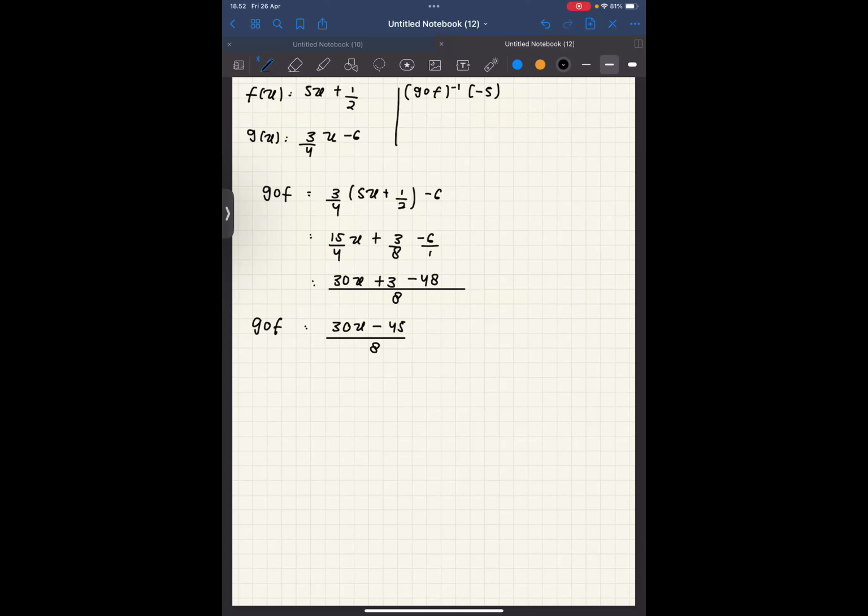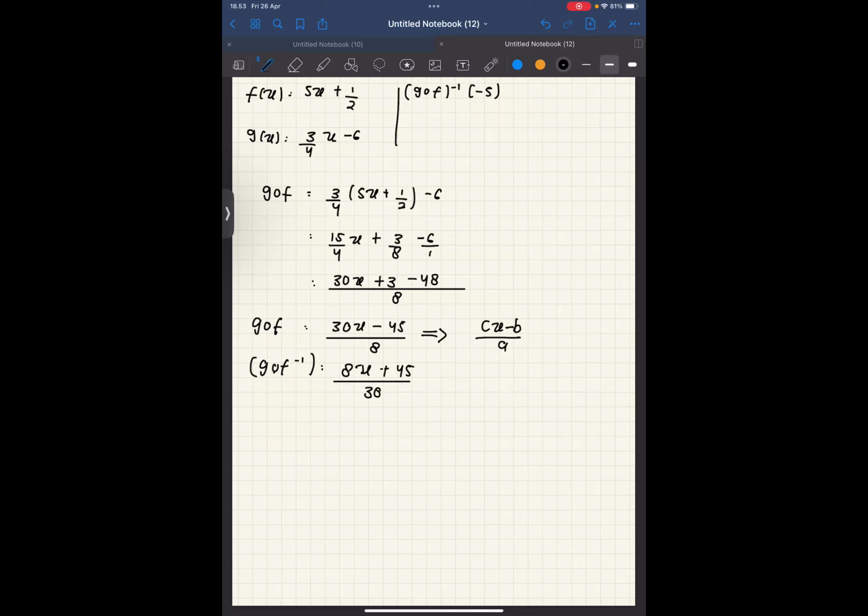And now we're finding the g of f inverse. Now, if we get this kind of function and we want to turn it to inverse, we're just going to write the cx minus b over a. So the c here is 8x minus b, so plus 45 over 8, over 30. This is the g of f inverse.